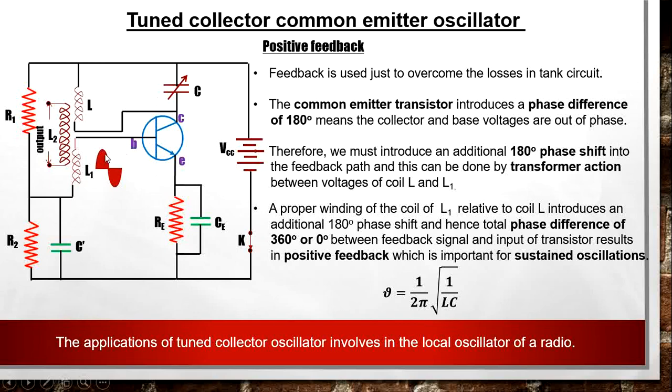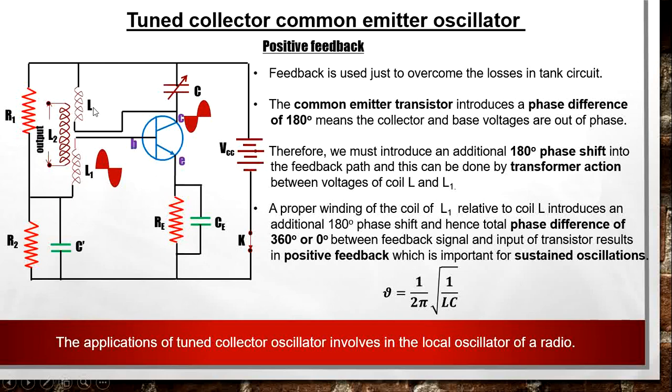Now we know that if at the base of the transistor there is a signal in this way, then this transistor is in common emitter amplifier form. So the voltage appearing on the collector will be 180 degrees out of phase from this base signal. So we will get this signal at the collector, and we can see the signal has a 180 degree phase difference with that of the base signal. This signal is supplied to the tank circuit.